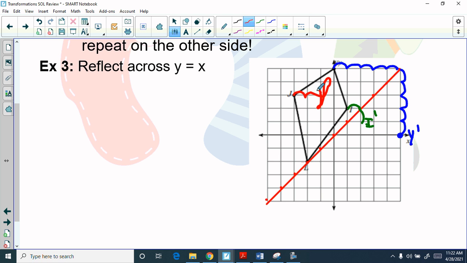My pen's going crazy. Let me try that again. 1, 2, 3, 4, 5, 6, and then I'm going to go down 6. So 1, 2, 3, 4, 5, 6. That's where I'll put J prime. And then L is on our line, so it's going to stay. So L prime is there, and then I'll draw in my new shape.